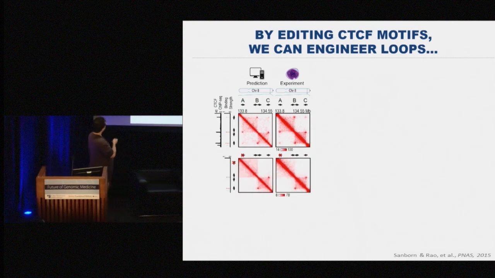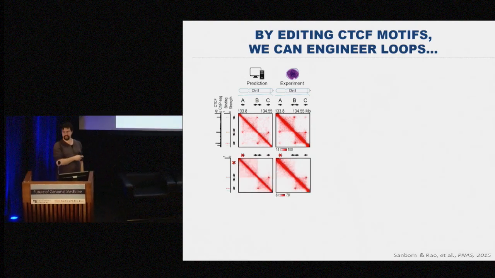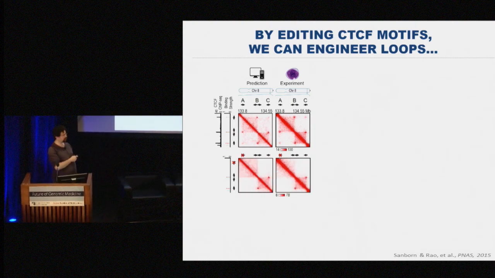Great. Well, we do that, and lo and behold, that's exactly what happens, right? The loops go away. It's exactly as predicted. OK, but this didn't test the convergent rule because there was only one CTCF there. Now let's go to B. Let's test the convergent rule.